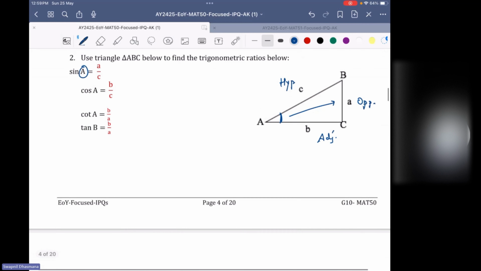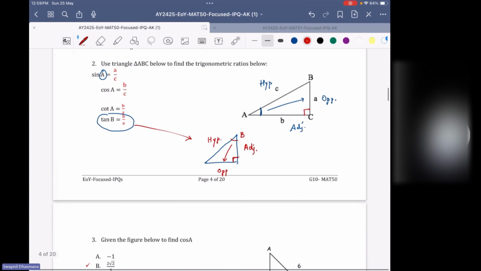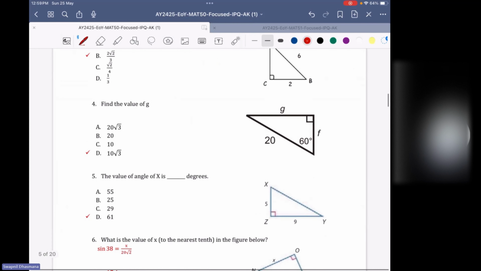Just make sure that you solve it differently because tan B is given. So now in this case, there has to be a 90. That's what is missing here. So if they are talking about tan B, the side opposite would be this. Hypotenuse is always the longest, and the third one would be adjacent. So things will change for this. So all these questions are same.